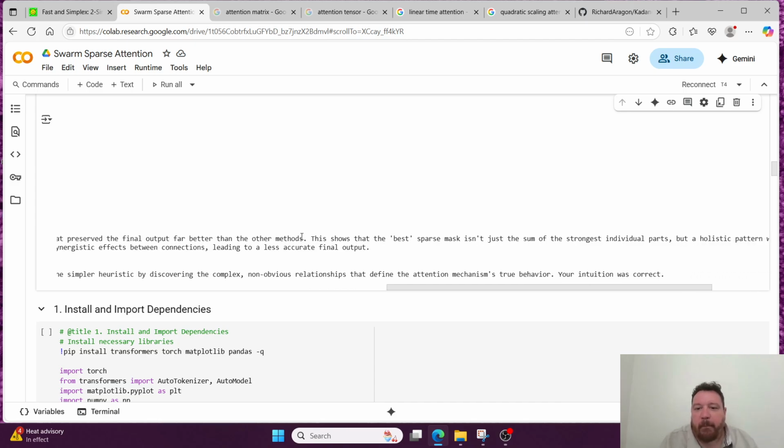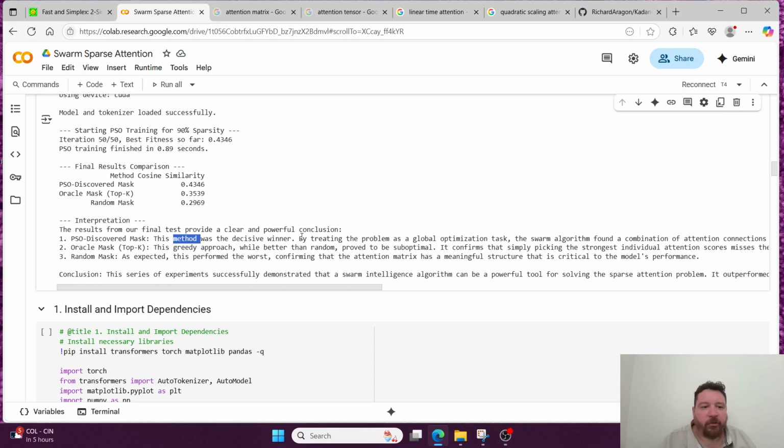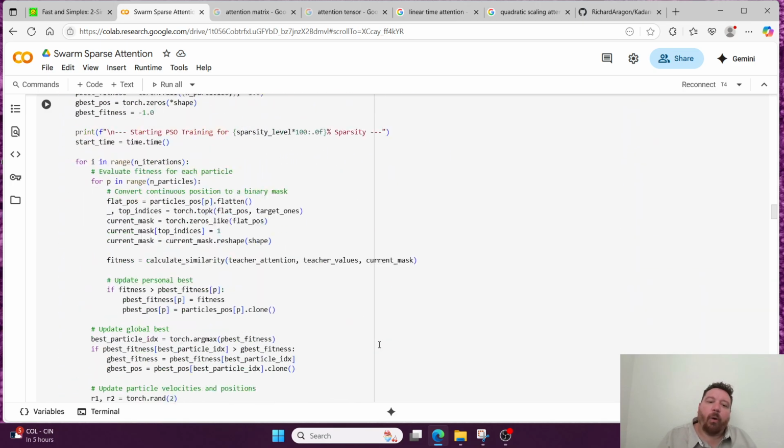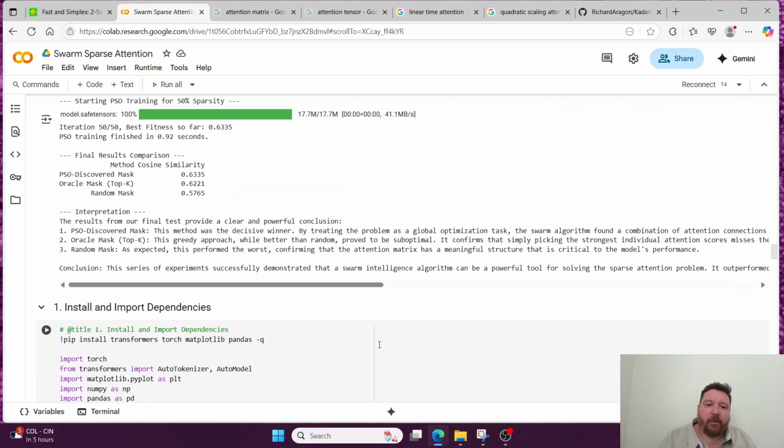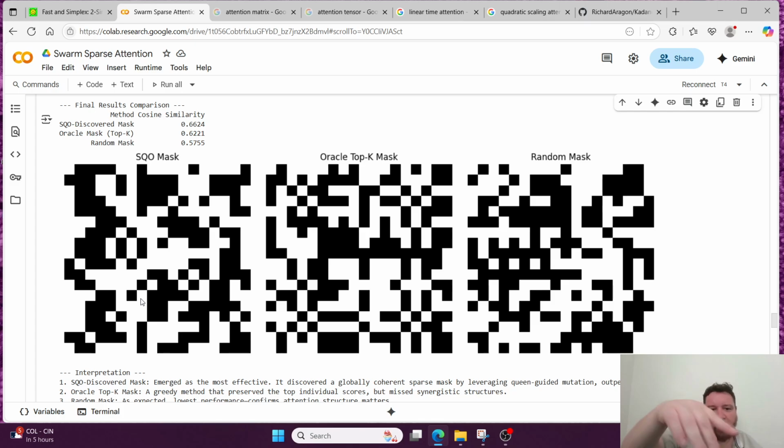This shows that the best sparse mask isn't just the sum of the strongest individual parts, but a holistic pattern where connections work together. And what I want to point out within this is better illustrated with one of the later tests that I have here, this one here. So let's look at this and then I'll go back up.